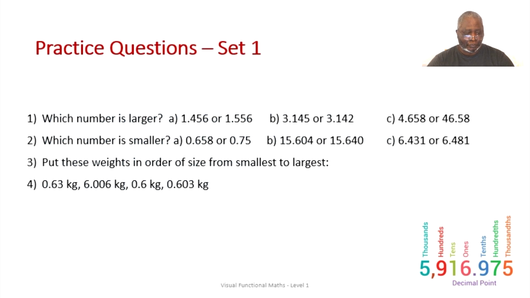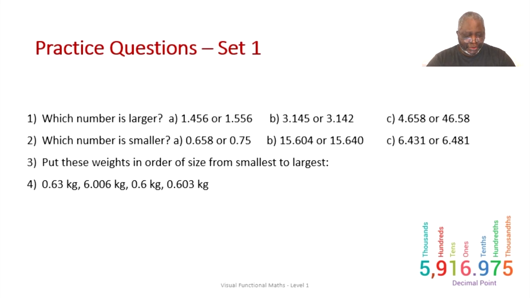Practice question. Which number is the larger in A, B, and C? Which number is the smallest in the pairs of A, B, and C? Just follow the example we've done and you'll be able to see them. Okay? Arrange them, make sure they have an equal number of decimal places, and then you'll be able to identify the smaller from the bigger or the bigger from the smaller.